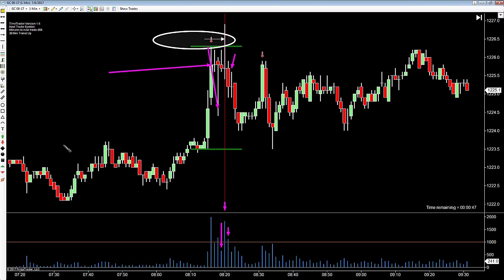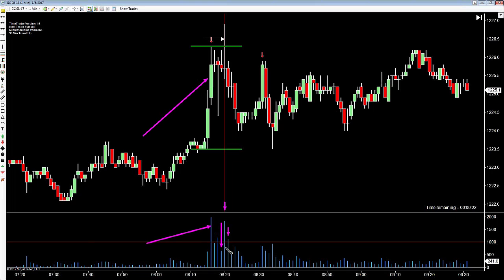That one looks like I would be in it on the close of the candle. That's where I'd be looking for that one. For this, just prior to it, what do we have? We have a sharp increase in price and a sharp increase in volume. And I look for a short. Had several of them here.